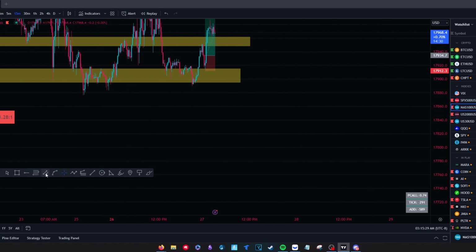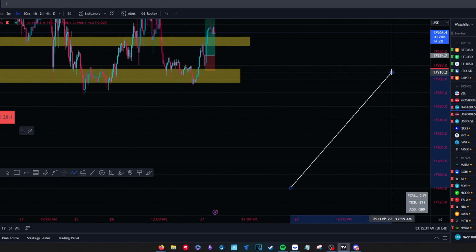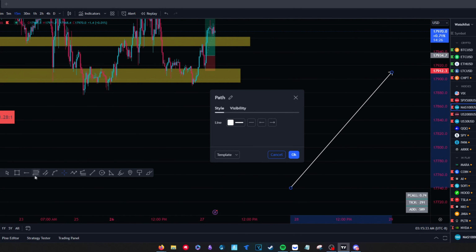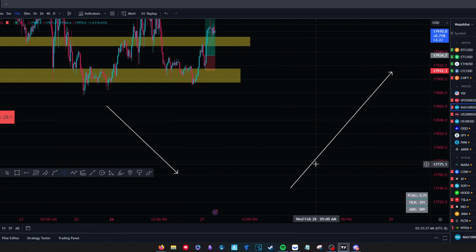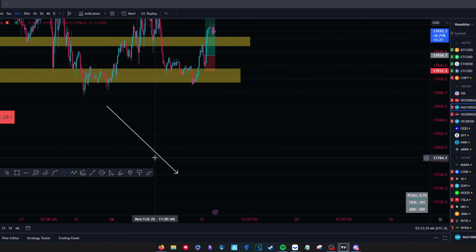So if we enter a long trade, what do we expect? We expect price to go up. If we're entering a short trade, what do we expect? We expect price to go down. Otherwise, we wouldn't take a trade. All right.